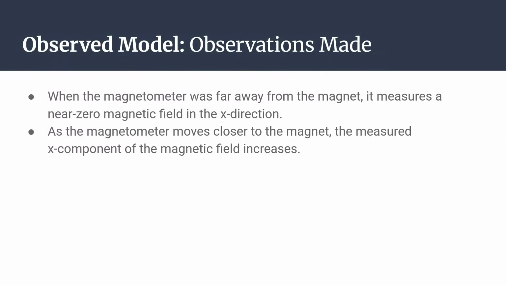Before moving on to the computation portion of the lab, here are some statements that describe what I observed. When the magnetometer was far away from the magnet, it measured a near zero magnetic field in the x direction, and as the magnetometer moved closer to the magnet, the measured x component of the magnetic field increased.